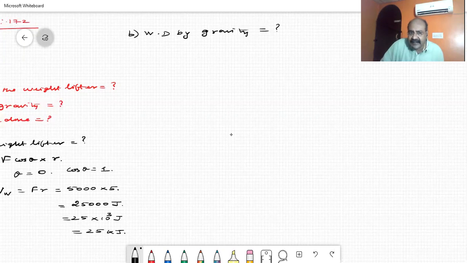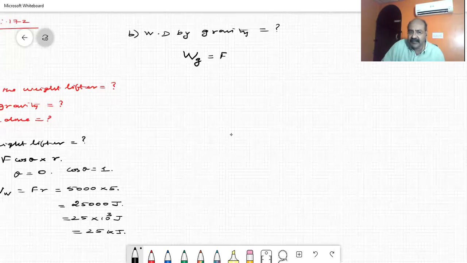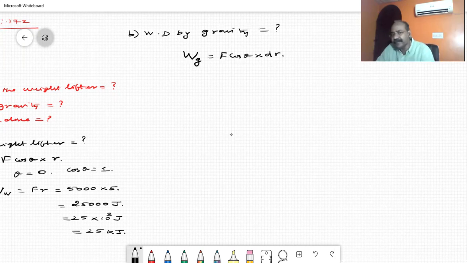So let us take this work done by gravity as W of G. The formula is F cos theta multiplied with the displacement dr. Here, the gravity is pulling in the downward direction and the object is lifted in the upward direction. So here, theta is equal to 180 degrees. If theta is 180 degrees, then cos theta will be equal to -1.